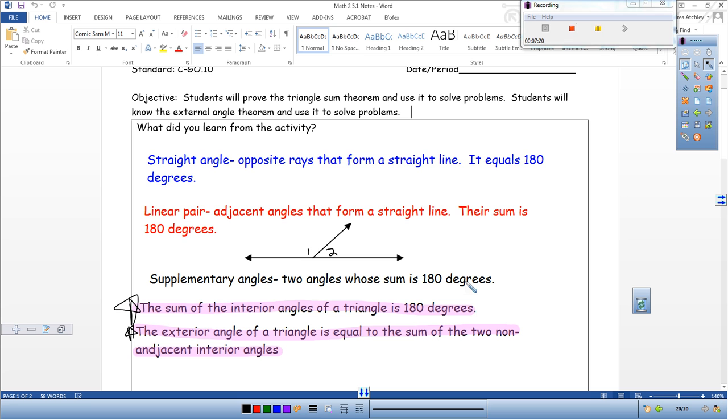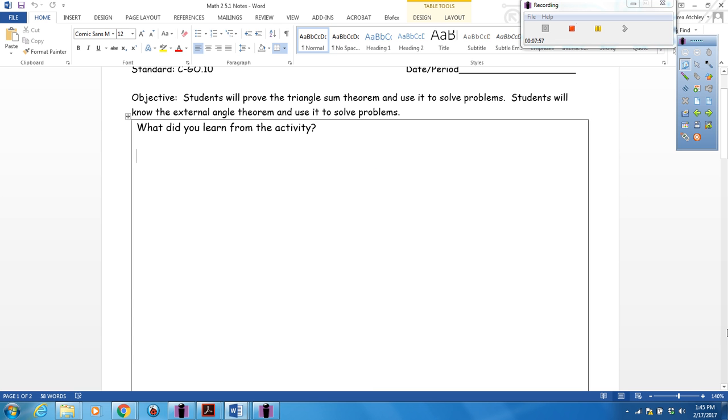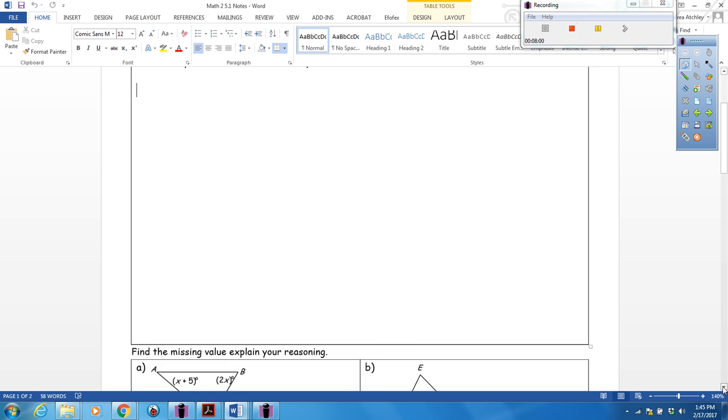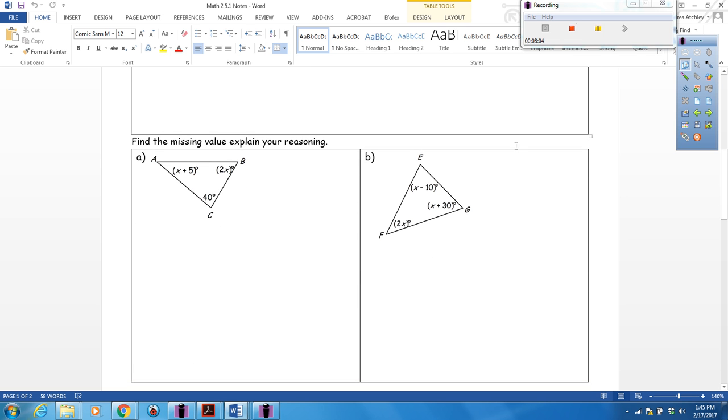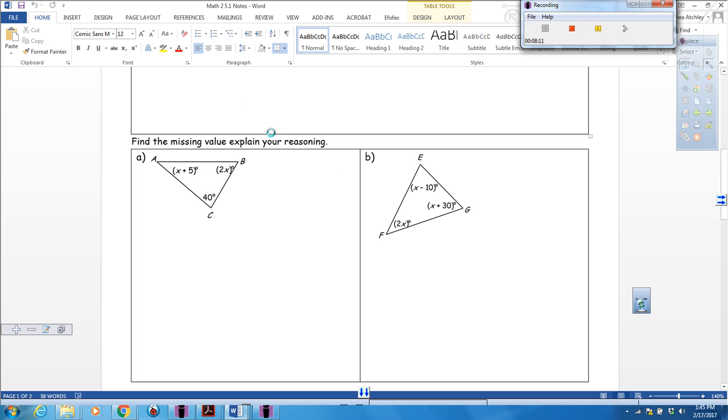Okay, now we're going to use those theorems and definitions to solve some problems. Solve some wonderful issues. Okay, we've already done A, so we're going to do B. A was on your separate sheet of paper that we did on Tuesday. Okay, so B is what we're going to start on today.